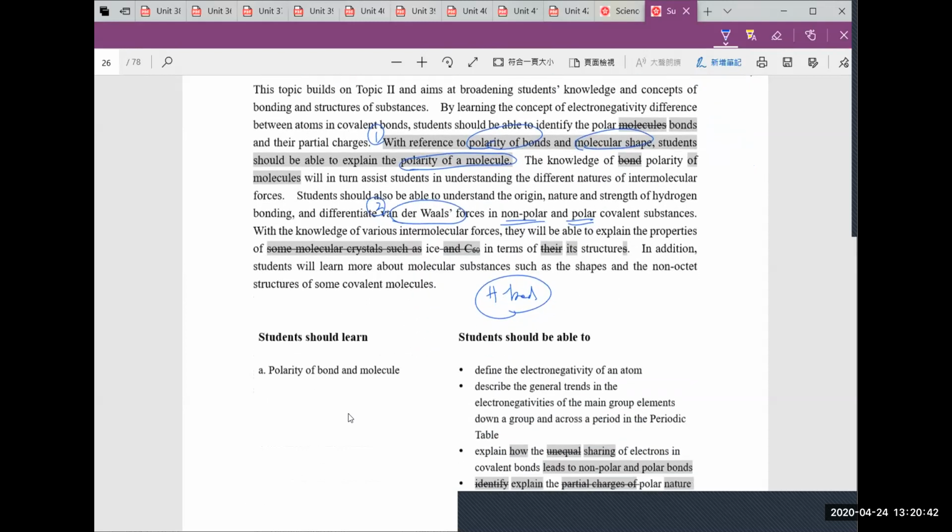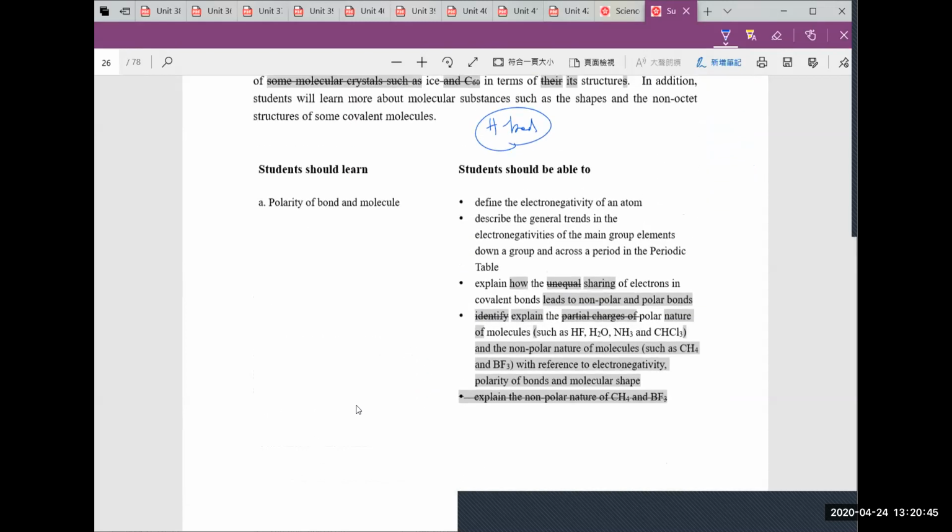In short, now I would like to check the syllabus with all of you. First, something you need to memorize to define: you see the word define here, the electronegativity of an atom. You need to memorize the definition. Second is the general trends of the electronegativity of main group elements down a group and across a period. Down a group, the electronegativity decreases, while across a period, it increases.